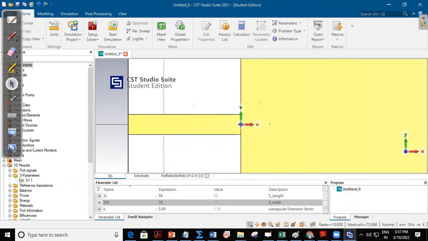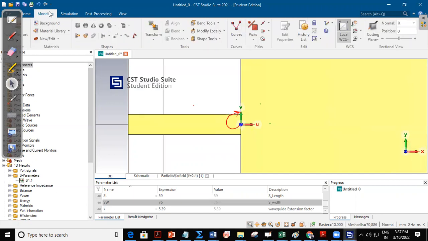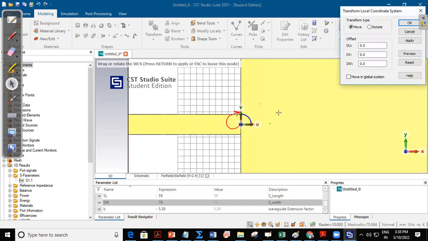So actually this is the V direction, this is the U direction, and W is upside. We want to shift this coordinate from here to this point. For shifting this, we can go to Model, and here WCS, upside first, transform is there. In which direction do we have to transform? We have to transform 0 to V position. It means in the direction of V.